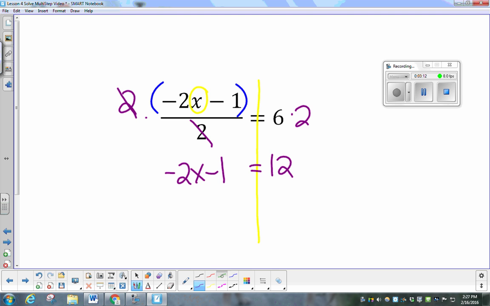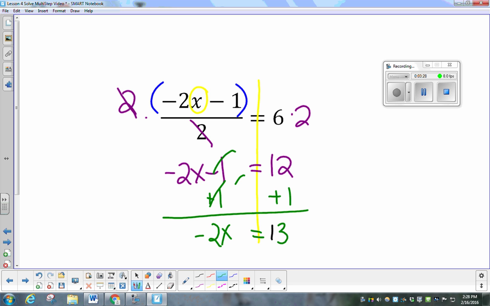Now I'm kind of down to a 2-step. This is technically, I guess, a 3-step problem. So here I see a minus 1. I need to undo the adding and subtracting first by adding 1 to each side. Negative 1 plus 1 is 0. I'm left with negative 2x equals 12 plus 1 is 13.